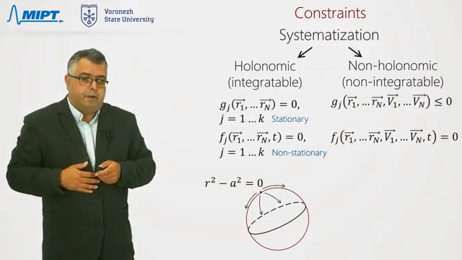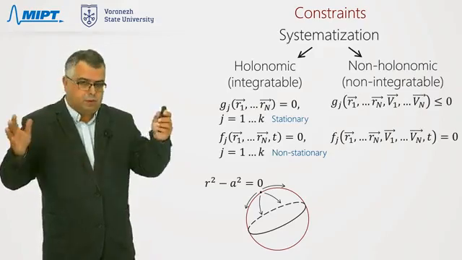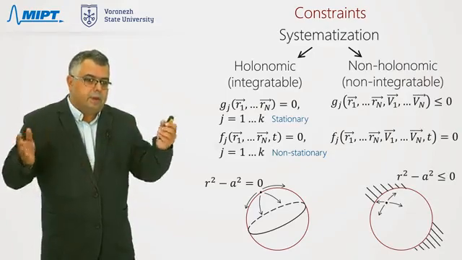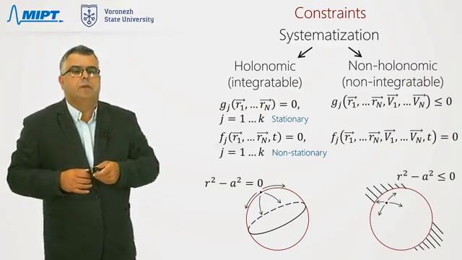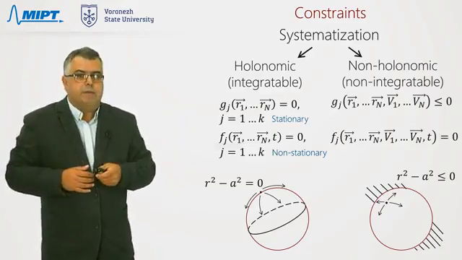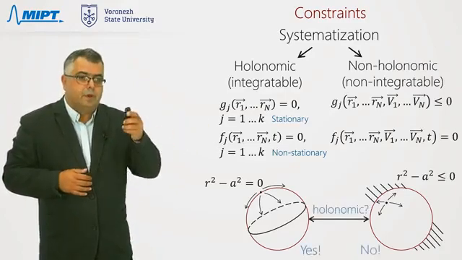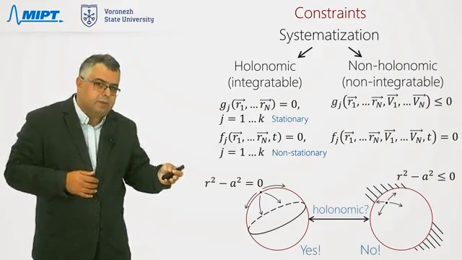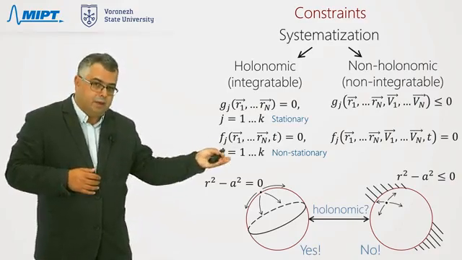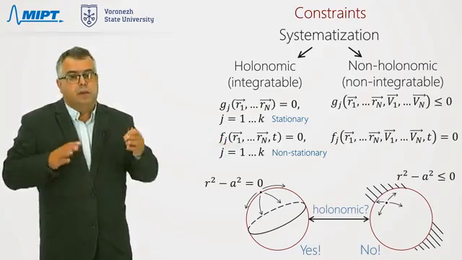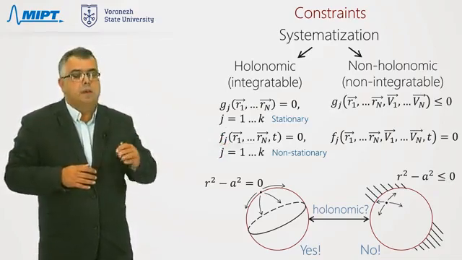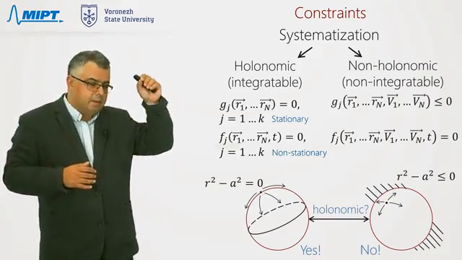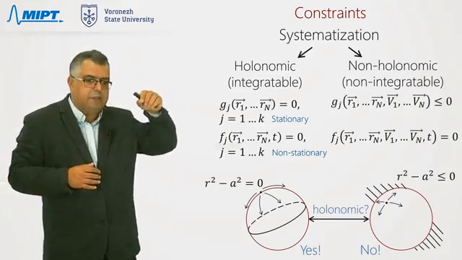So let's consider a particle which moves along the surface of a sphere of radius a. And in the second example, we have a particle which moves inside of a sphere of radius r. In which case do we have a holonomic constraint? In the first case we have a holonomic constraint, because we can describe the constraint in terms of an analytical function which depends on r, and an equality. In the second case we have a non-holonomic constraint because we describe it in terms of an inequality. That particle can be in any position inside of this sphere.